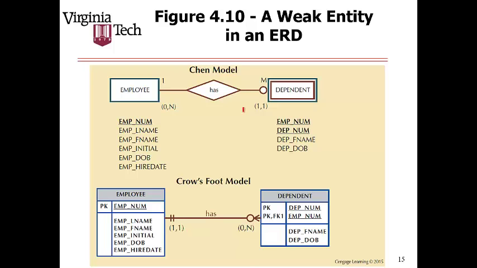One instance of employee has many instances of dependent. So if we're down here on our crow's foot model, one instance of employee has zero, one or many dependents, and one instance of dependent has one and only one employee.